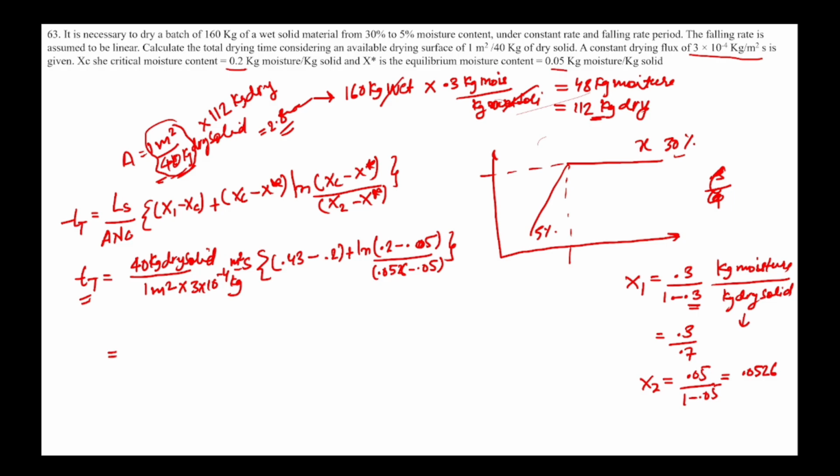Either you can use this or this, it is similar. Ls is 112 kg dry stock divided by the area you get for this, 2.8. Ultimately when you cut, you will get 40. So directly put this value. So you will get the total time in seconds, and in hours it will come to around 34 hours. Straightforward question. If you have any confusion, just comment.